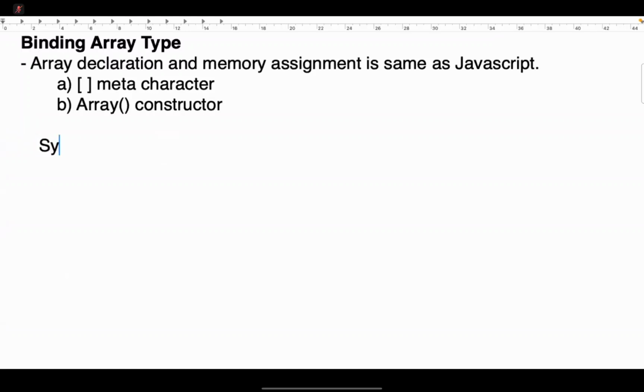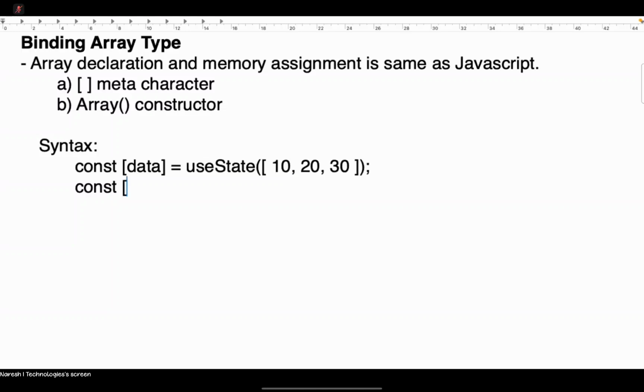Syntactically, see, we are using const. One is data is equal to useState. This is an array. Suppose some 10, 20, 30 like this we are storing. Another way, const data equals useState, I'm using an array. Here some more rules are there, I will tell you. Some A, B, C, any type of data you can have.